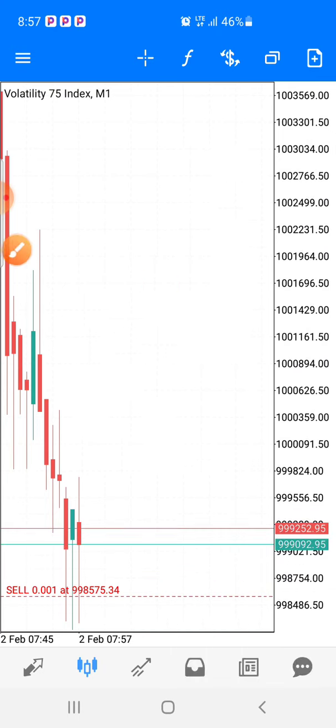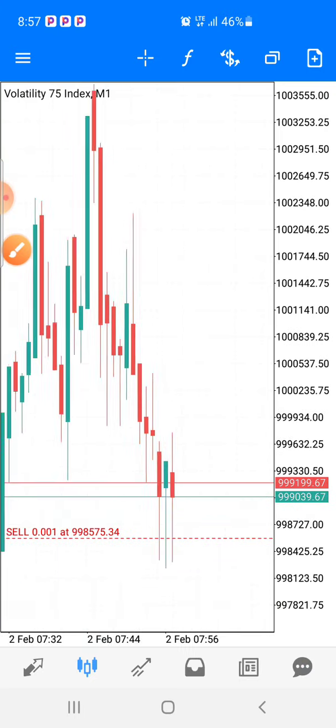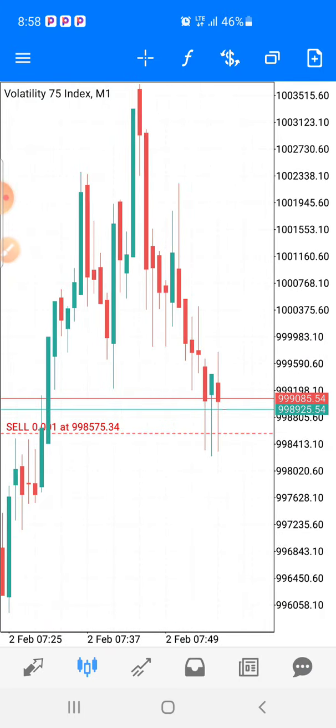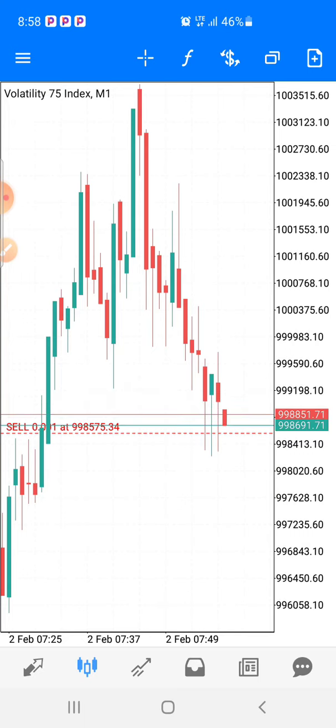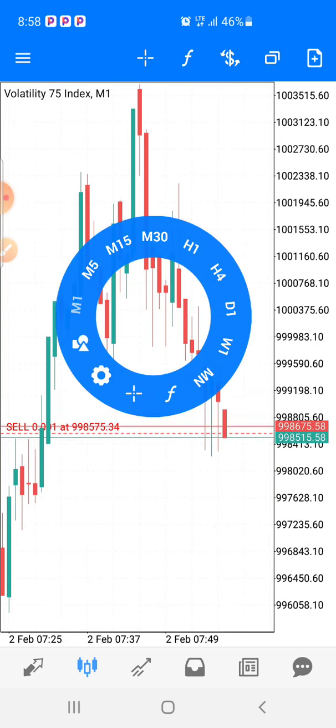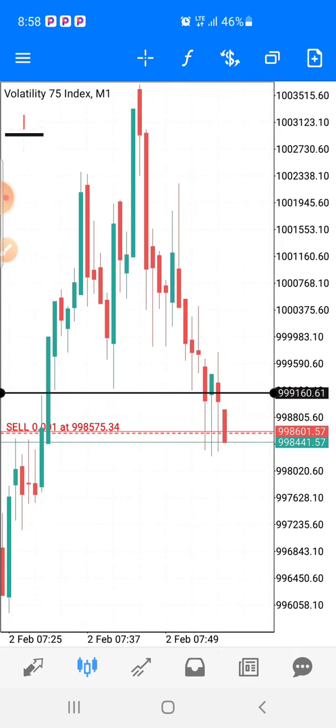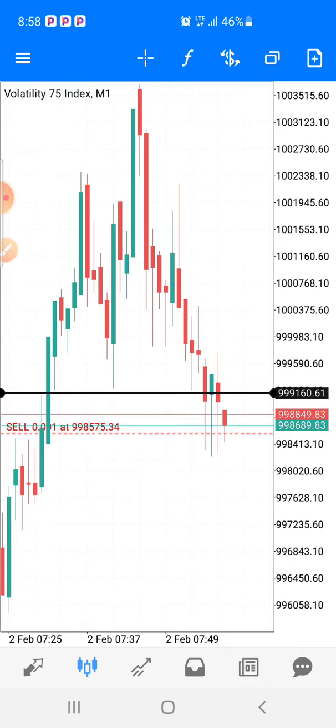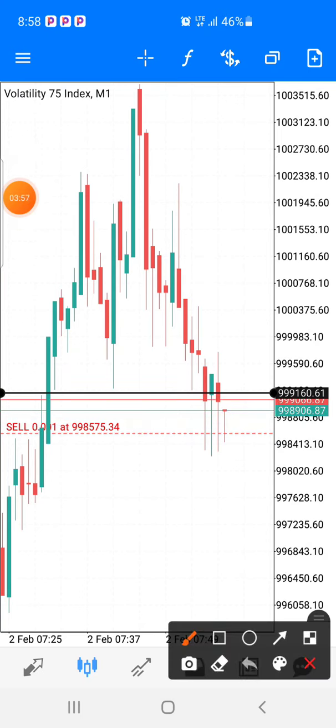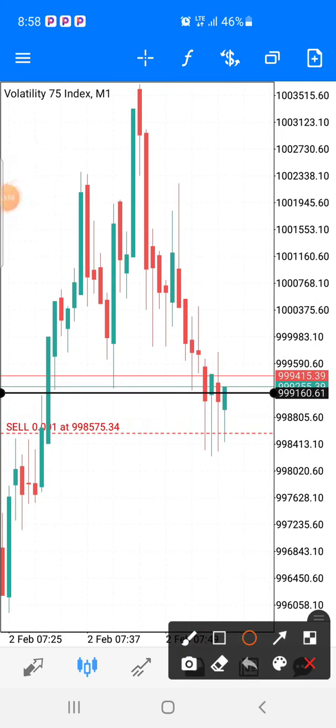Now you can see where I entered my trade. I allowed the price movement, look at where I entered my trade right here. The right place to enter this trade is here, after the price has broken these previous lows. These previous lows, you can see here, could serve as a support level.